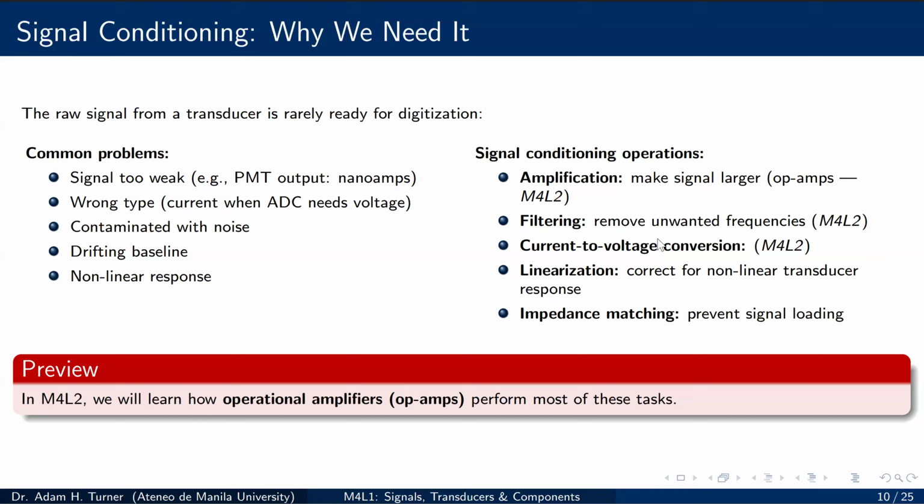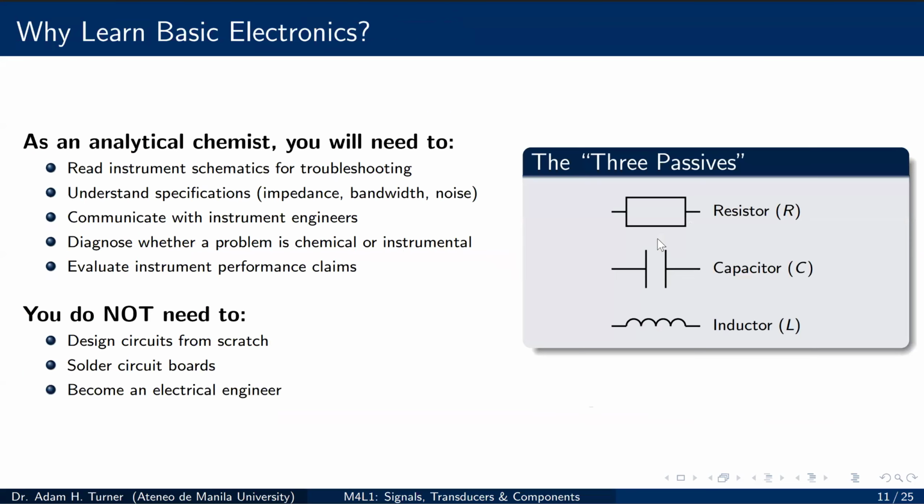Okay, before we dive into the components, let me address the why directly. As an analytical chemist, you need to read instrumental schematics for troubleshooting. You'll encounter specifications like input impedance, bandwidth, and noise figures. You'll need to communicate with instrument service engineers, and ultimately, you'll also need to be able to diagnose whether a problem is chemical, such as bad sample prep or interference, or instrumental, such as a failing detector or a noisy amplifier. What you do not need to do is design circuits from scratch or solder circuit boards. That's for electrical engineers, and our goal here is literacy, not fluency.